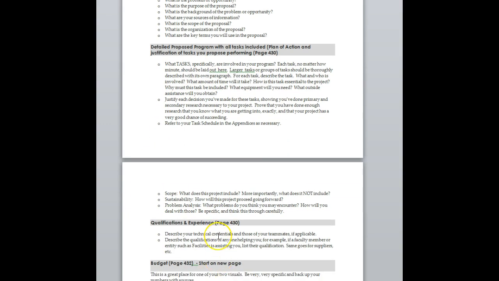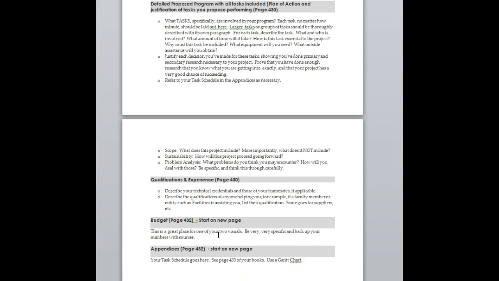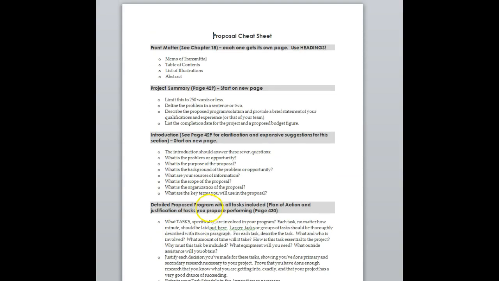You're going to talk about how you are going to go over qualifications and experience and a budget and all that good stuff. You need to make that clear, very generally clear, what the organization of the proposal is and what the key terms are that you're using in the proposal.